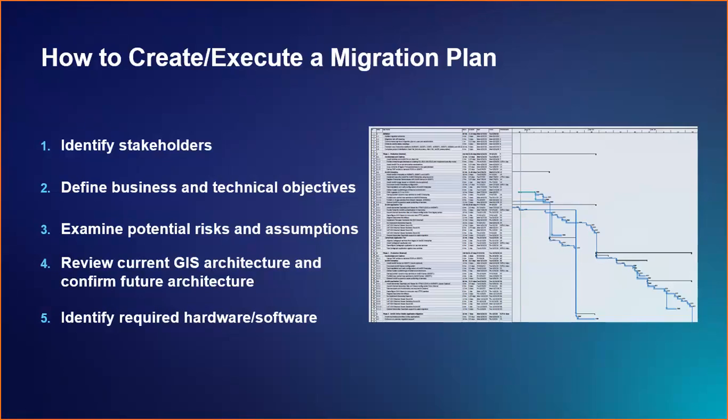Review your current architecture and confirm the future architecture. This is where you review, identify any issues in that design, and confirm a design. This step will help provide a clear visual of what the destination state looks like.